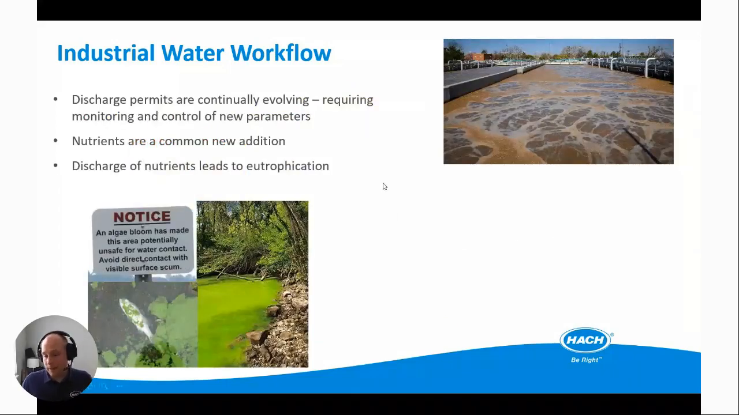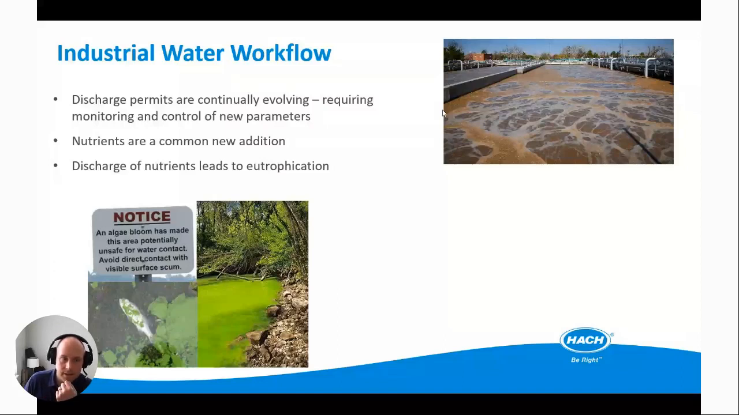So NPDES permits are kind of dynamic. I mean, they're written for a period of time, and then they are rewritten periodically to account for changes in manufacturing or changes in regulatory trends. So one of the things that we've been seeing frequently is that discharge permits are incorporating some new parameters, specifically nutrients.